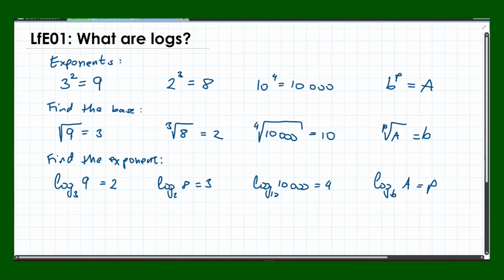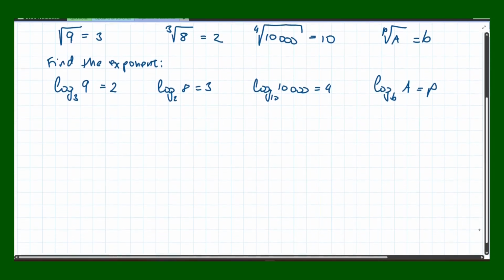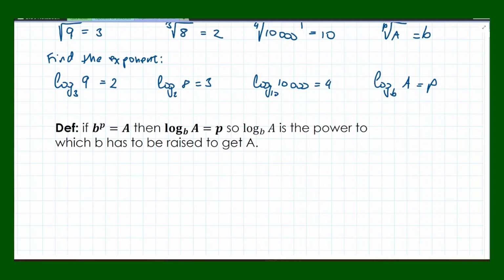Now let us make a bit more space and look at the formal definition. Here is the nicely typed up version of the definition. So if b to the p is equal to a, then log base b of a is equal to p. So log base b of a is the power or exponent to which b has to be raised to get a. Again, what power should I raise b to so that I get a? So if you remember this sentence, what power should I raise b to get a, hopefully you'll find the concept of logs a little bit easier to grasp.